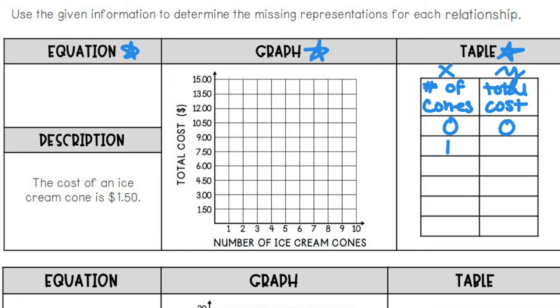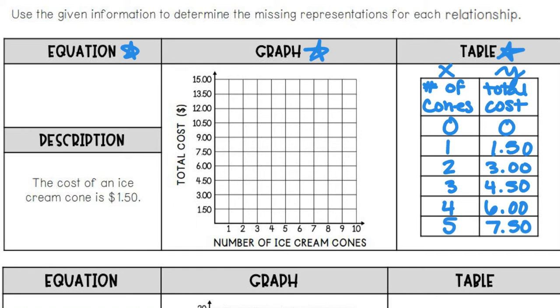If I buy 1 ice cream cone, I'm going to spend $1.50. What about if I buy 2 ice cream cones? That should be $3. If I buy 3 ice cream cones, that would be $4.50. If I buy 4 ice cream cones, that would be $6. And if I buy 5 ice cream cones, that would be $7.50.